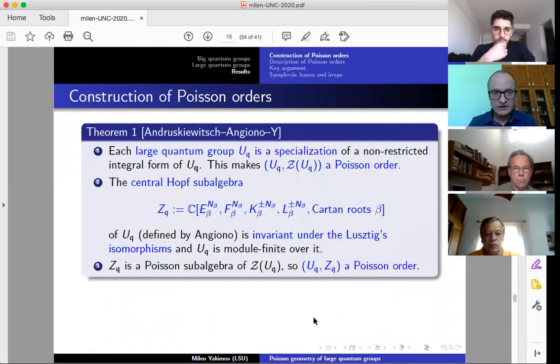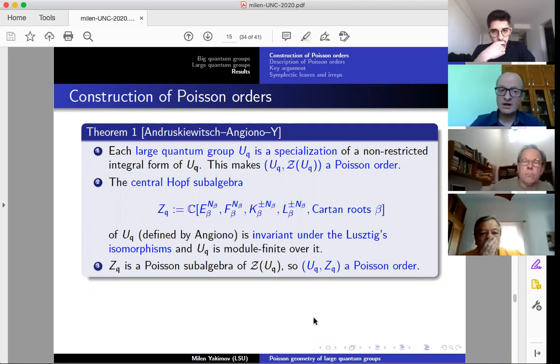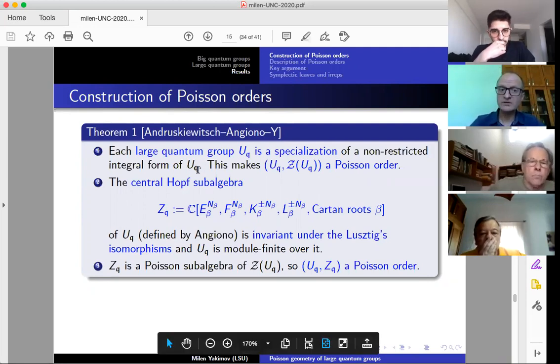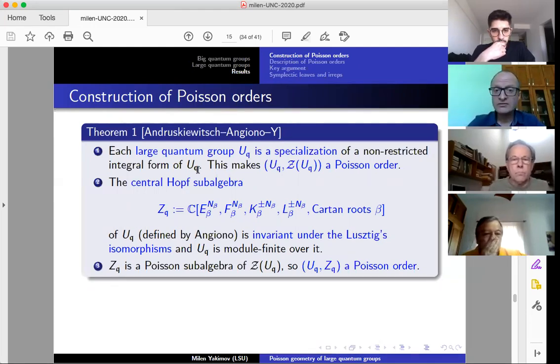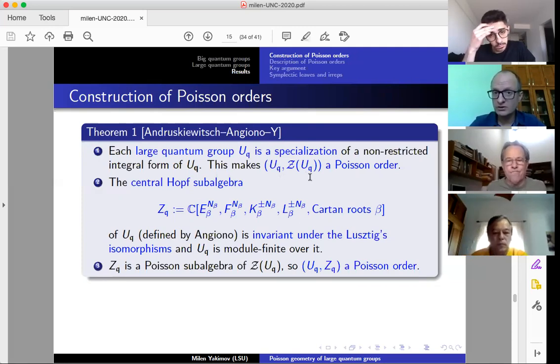So here is the first theorem. Each of our large quantum groups is a specialization of a non-restricted integral form of UQ. In other words, our big UQ that depends on this parameter Q is an algebra over the field of fractions of this variable Q. We have to write down some integral form, and we can specialize that integral form. And this would make UQ together with the full center UQ. This is our big quantum group that's going to become a Poisson order.